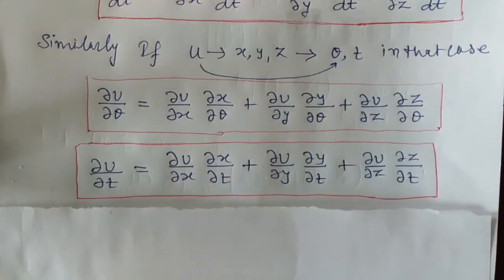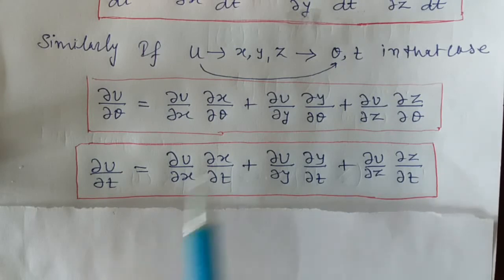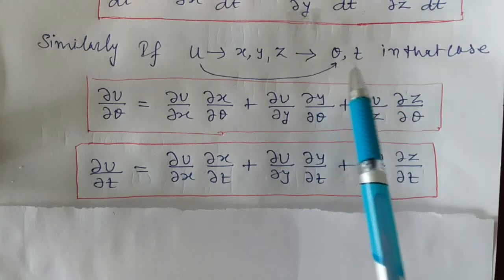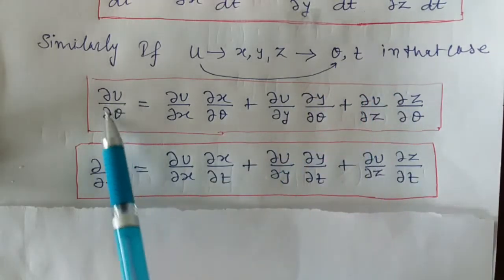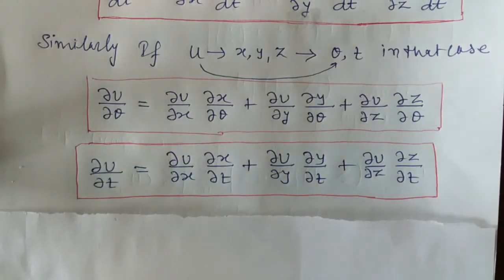So in the third place, if there is only a single independent variable, then we get an ordinary derivative in the form of total derivative. And if in the third place there are two or more independent variables, then we get a partial derivative in the process of total derivative. So this is about total derivative. Now we take a few examples on total derivative.